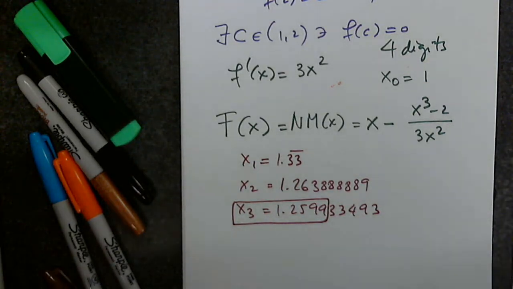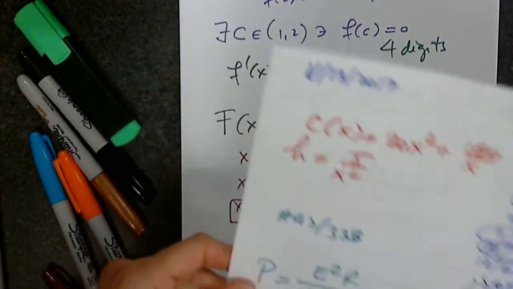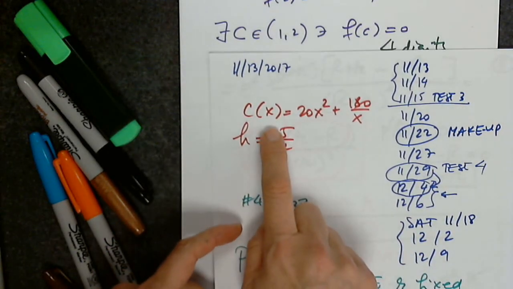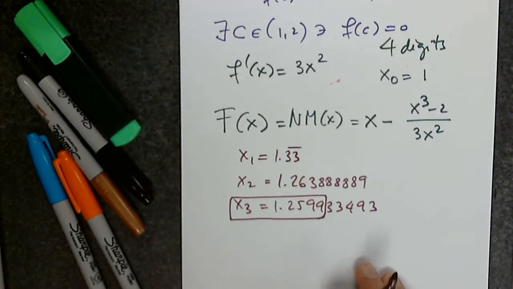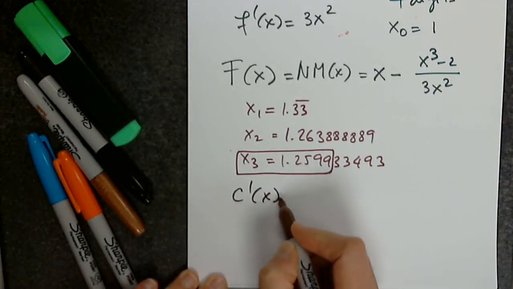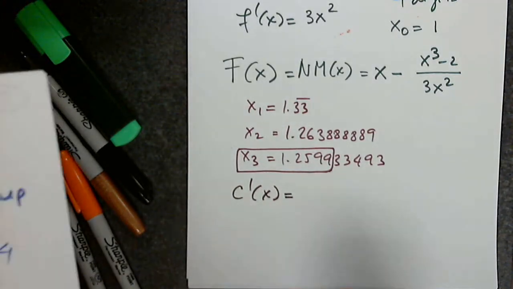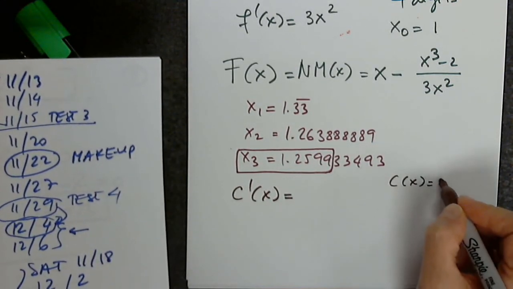Okay, so let's go back to and finish up this cost function. We determined the function. It was a max-min situation. So now we need to find the critical numbers. So I'm going to copy the function here.